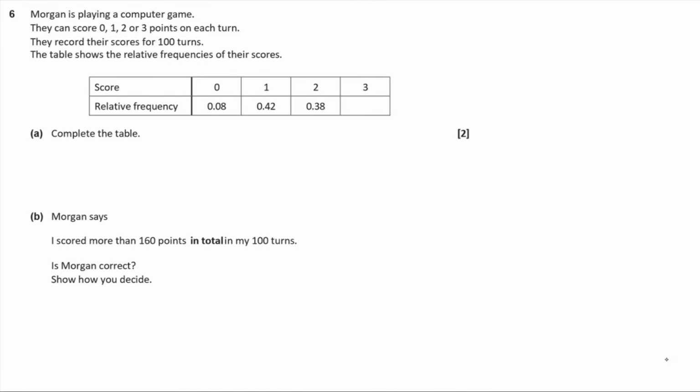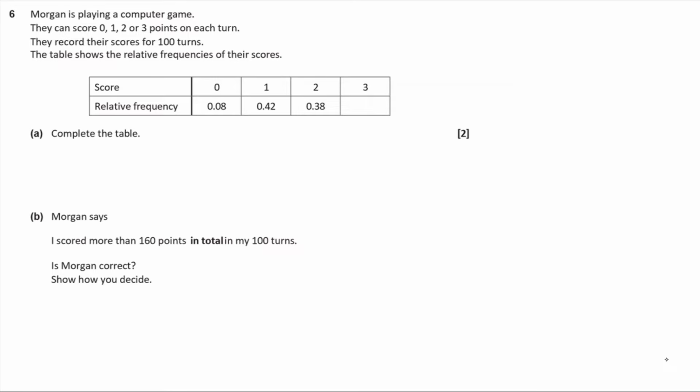Question 6. Morgan is playing a computer game. They can score 0, 1, 2 or 3 points on each turn. They record their scores for 100 turns. The table shows the relative frequency of their scores. So we've got the relative frequency of 0, 1 and 2, but 3 is missing, and part A says complete the table. Now, first up, the relative frequencies of all the possible outcomes must be equal to 1.